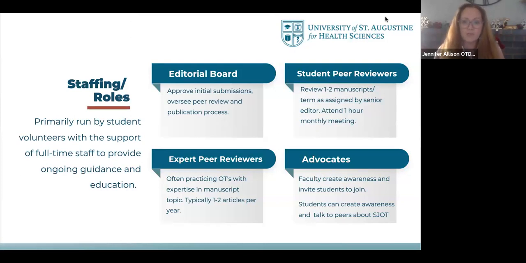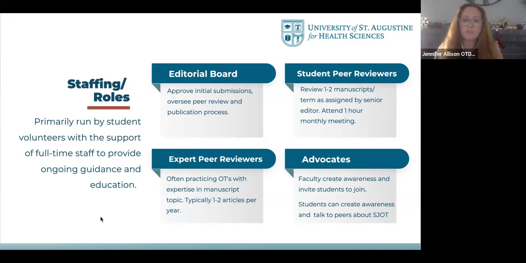Expert peer reviewers are typically going to be faculty or practicing OTs. When a peer reviewer gets a manuscript, we also send it to an expert in that area, so you're not the only one doing the review. There's going to be someone else who has expertise in that area doing it as well. We're going to combine that feedback and send it out to the authors to correct and then send back to us. At that point, as a peer reviewer, you're pretty much done with that article. You don't have to do anything more. You just await your next peer review.